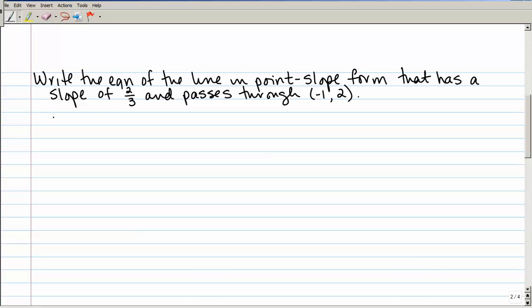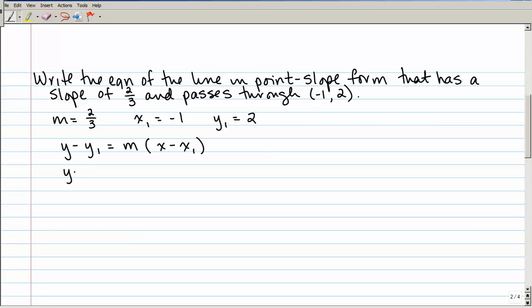So my m is going to be 2/3, my x1 is -1, and my y1 is 2. So let's take the formula: y minus y1 equals m times the quantity x minus x1, and let's plug in what we know. The plain old x and the plain old y stay the same. They just remain in the equation.